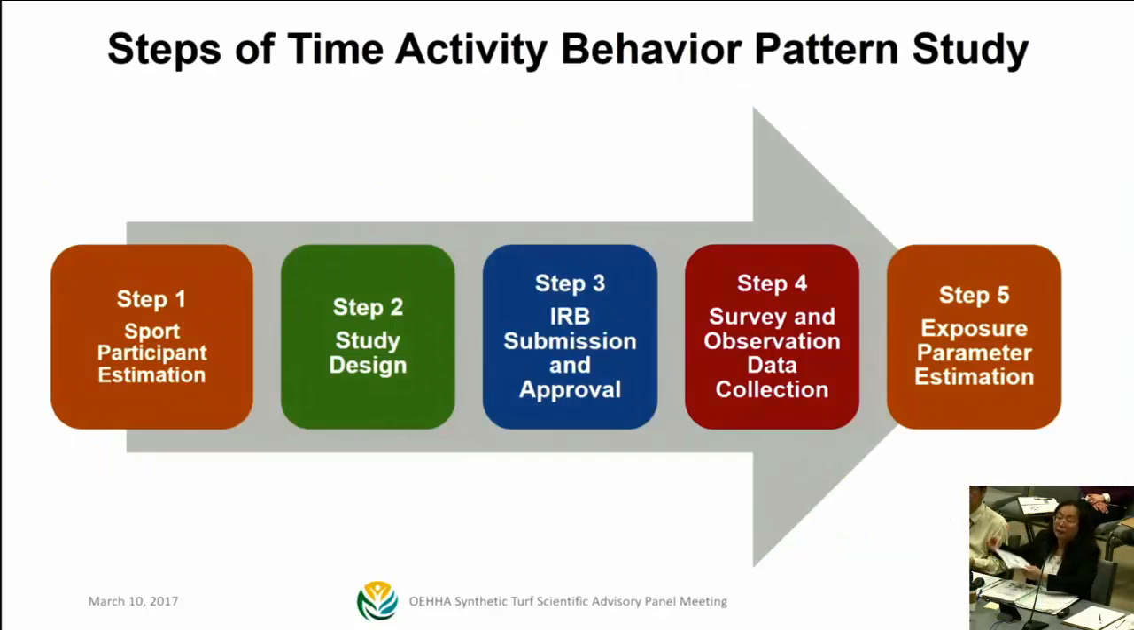And this diagram outlines the steps of the study we are planning. First, we will do a survey to estimate the population of sport participants using fields in California. And then we will design the study. Since it involves human subjects, it will go through the Institutional Review Board review and approval. And then we'll go out to the field and conduct the survey and collect data, more detail in the next slide. And by the end, we'll summarize estimates of the exposure parameters to fit into our full study.